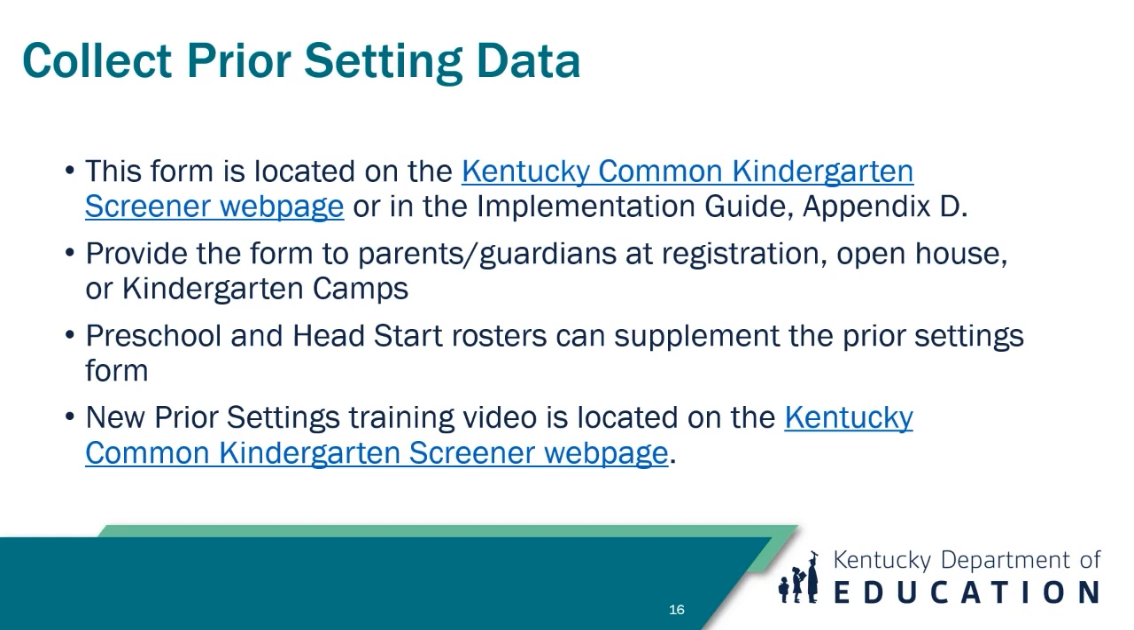If you are not receiving parent input, pull rosters from preschool and Head Start to use in conjunction with parent forms. This information can be collected at any time. Only students who are actively enrolled need to have prior settings data entered into Infinite Campus. Kindergarten screening results are derived from both prior settings data in Infinite Campus and screener data entered into the online management system. If there is prior settings data in Infinite Campus for a student, they will be listed in the kindergarten screening results.